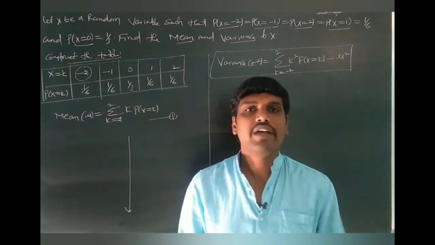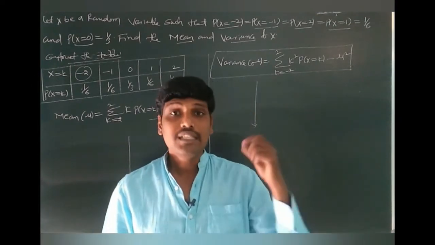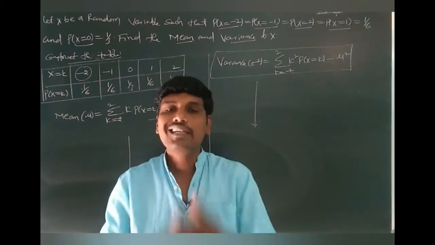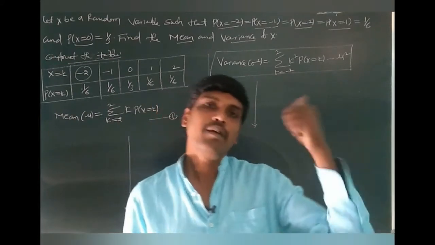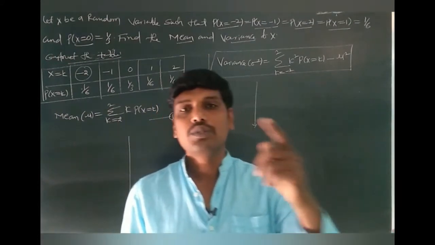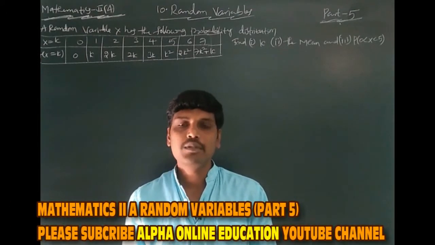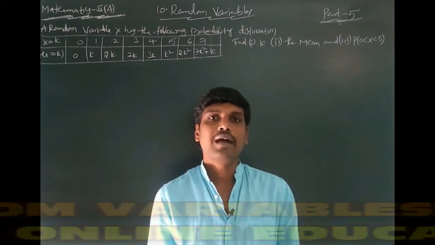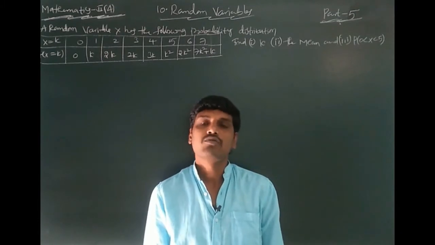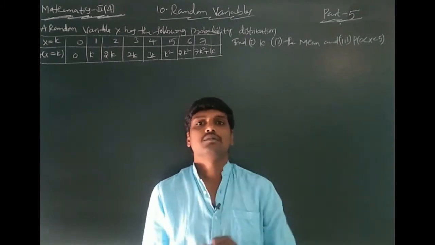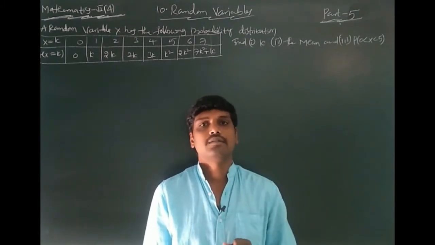This is also very important in the 7 marks problem. Some hint is given in this problem. You can use that hint and do the total problem like the previous problem model. This is the 10th chapter, random variables. This chapter belongs to Mathematics 2A, part 5. The last part is completed.